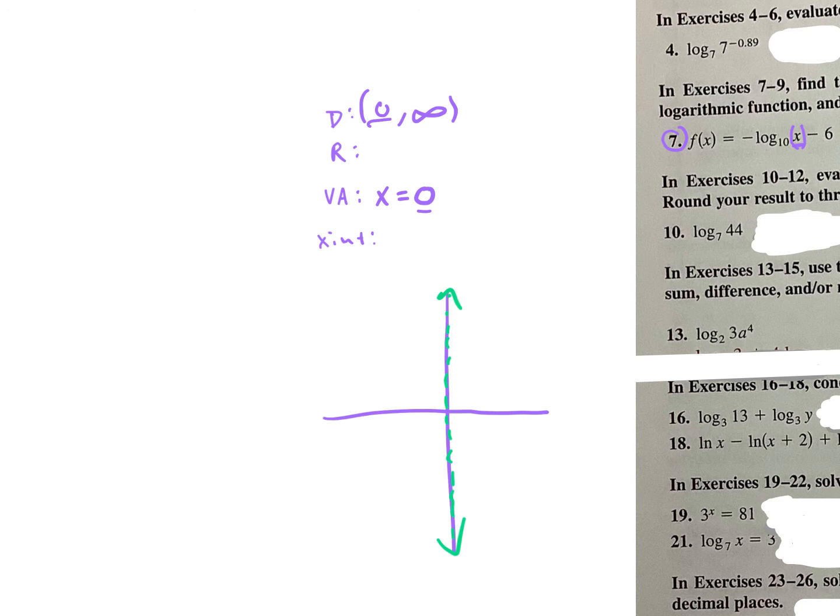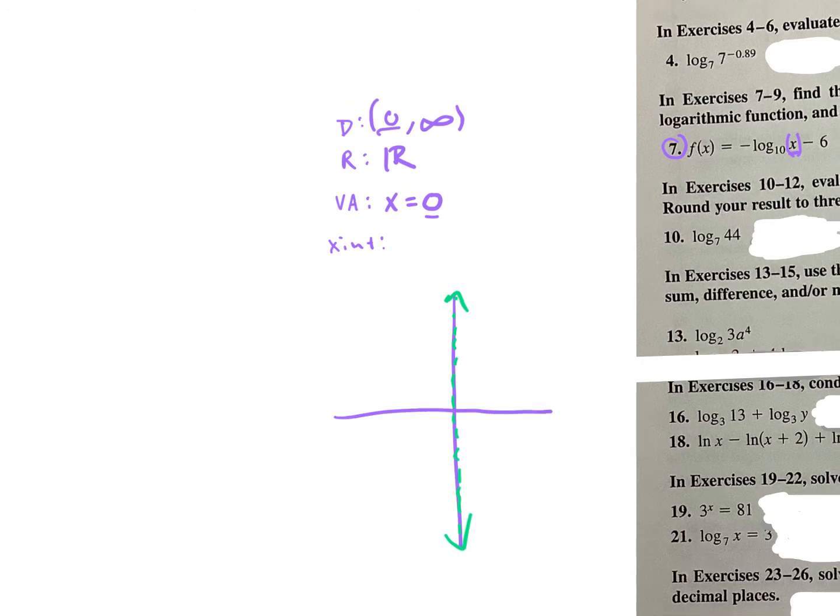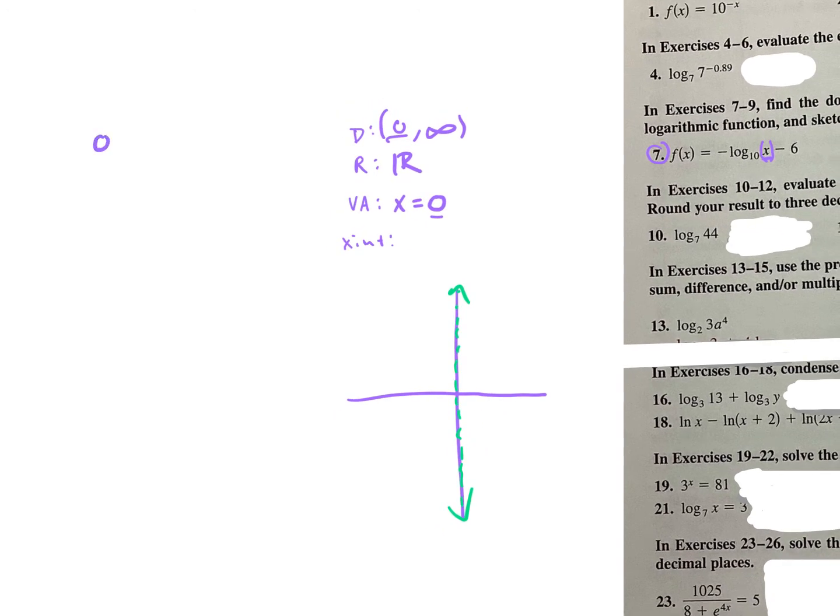What's my range? All real numbers. Now I have to find the x-intercept. How do I find the x-intercept? Set y equal to 0. So 0 is equal to negative log base 10 of x minus 6.